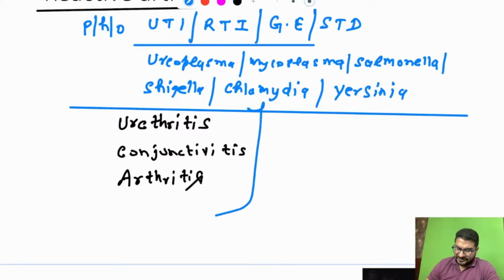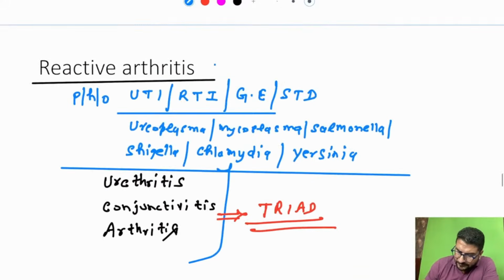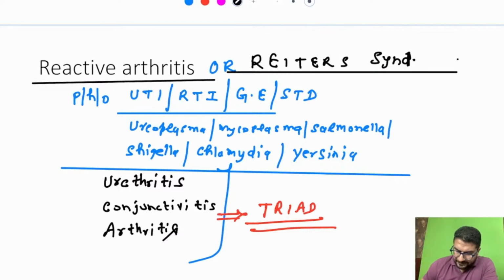So we can remember this with a mnemonic: can't see, conjunctivitis; can't pee, urethritis; can't dance with me, arthritis. So can't see, can't pee, can't dance with me. This is a triad that we see in reactive arthritis. This reactive arthritis, understand, we also call this, इसका दूसरा नाम क्या होता है, we also call this Reiter syndrome. Reactive arthritis is also called as Reiter syndrome. So this is about the reactive arthritis or Reiter syndrome, which you have to remember.